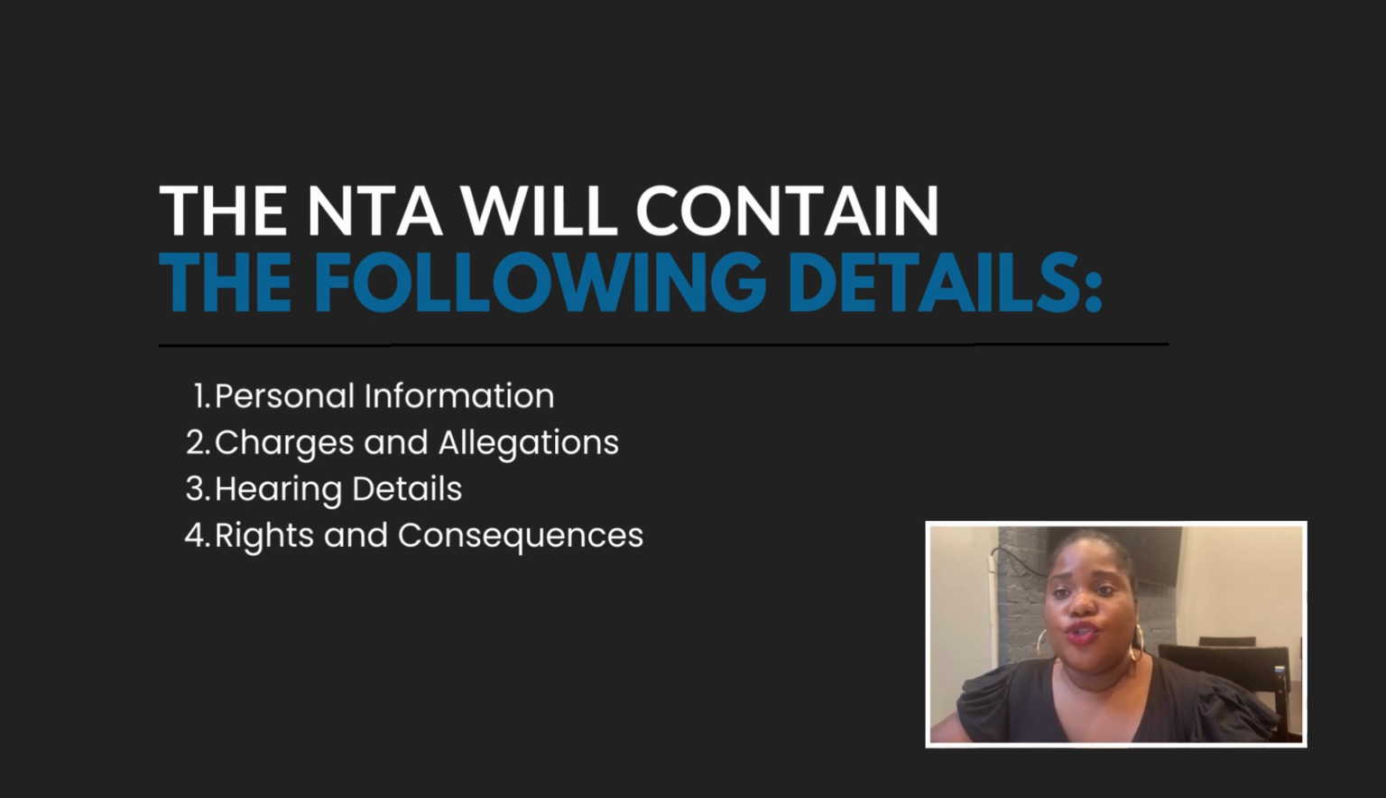And the NTA will also include rights and consequences. So it's going to outline your rights, such as the right to legal representation, and the consequences if you fail to appear at the scheduled hearing. Now, it's not uncommon for some of the information listed on an NTA to allege information that may not be accurate. And if that is the case, you want to communicate this with your attorney, and your attorney will then be able to work to get this information corrected. And he or she may or may not be able to legally challenge the validity of the NTA.